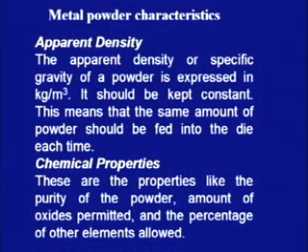Now, it has certain characteristics. Now, the important characteristics we will just briefly go through these important characteristics of metal powders. The first one being the apparent density. The apparent density or specific gravity of the powder is expressed in kilogram per meter cube. It should be kept constant. This means that the same amount of powder should be fed into the die each time. Now, this is important, the same amount of the metal powder should be fed into the die each time.